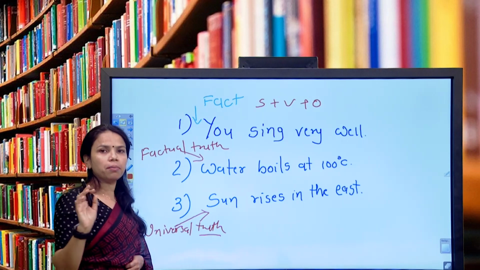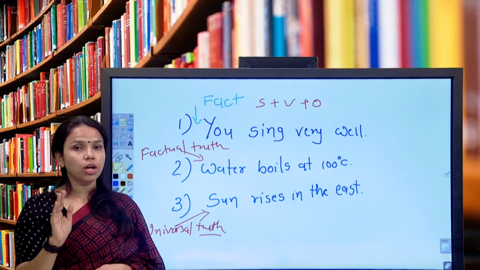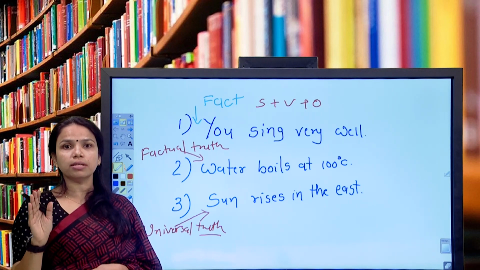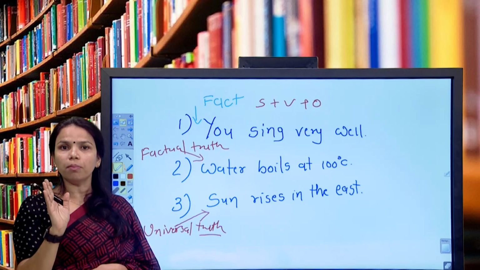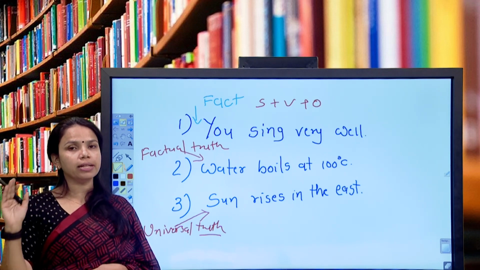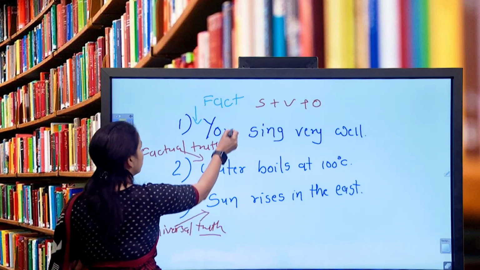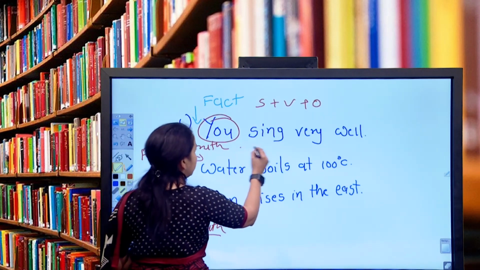You have to keep in mind only one thing. If subject is third person singular, you have to use s or es after main verb. Otherwise, with I, we, you and they, you have to use main form of the verb, right? So, you sing very well. So, it is a main verb.